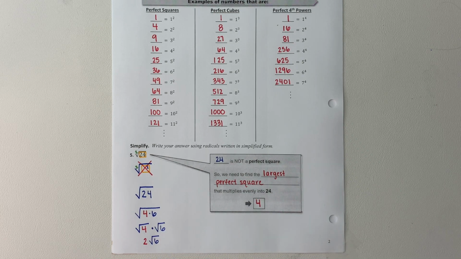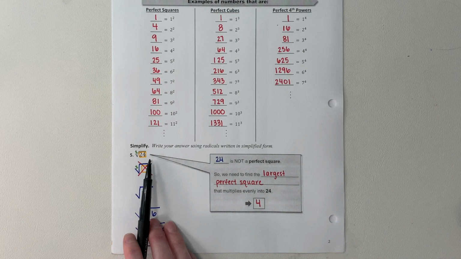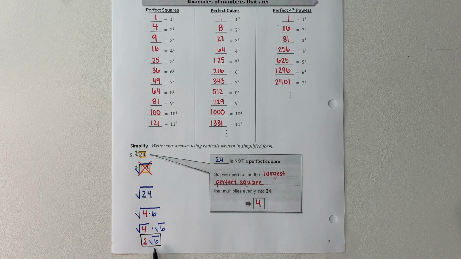That can't be simplified any further. So we've now simplified the square root of 24 to get 2 square root of 6. These are equivalent. If you type the square root of 24 into your calculator, you'll get approximately 4.9. If you type in 2 square root of 6 into your calculator, you'll get the exact same decimal, approximately 4.9.